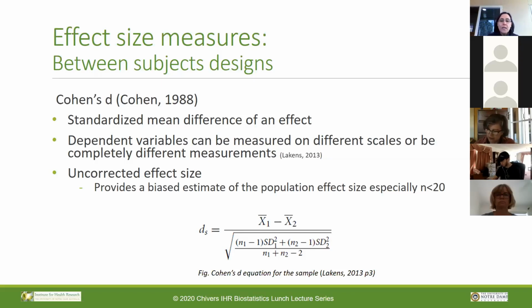So if you look at the formula that I've provided you on this screen, you can see it's the mean of the first group minus the mean of the second group, and then it's the sample size of the first group and the sample size of the second group, and standard deviations likewise, that are embedded in the formulation for Cohen's D.